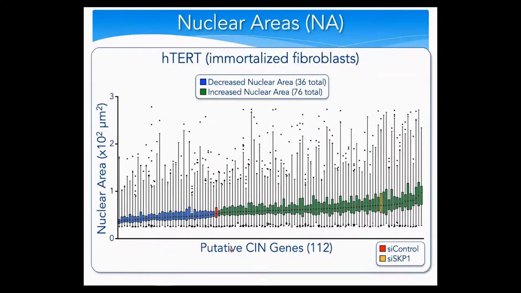And what you'll notice is we identified 112 putative CIN genes that induce statistically significant differences in the overall distributions relative to that control. Those in blue basically are statistically significant decreases in nuclear areas, whereas those in green are statistically significant increases. And what I want to draw your attention to is this yellow one here, which is SCIP1, because I'm going to go into greater detail in subsequent slides.